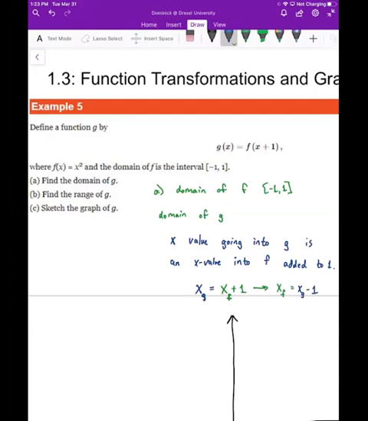So what this really means is that if your domain for f was negative 1 to positive 1, well, I need to take my f values and subtract 1 from them in order to get my g values. So this is actually going to be now from negative 2. If I take negative 1 and subtract 1 from it, I'm going to get negative 2. And then if I subtract 1 from 1, I'm going to get 0. All right. Now, it turns out that in this case, the range is not changing. So the range is still 0 to 1.